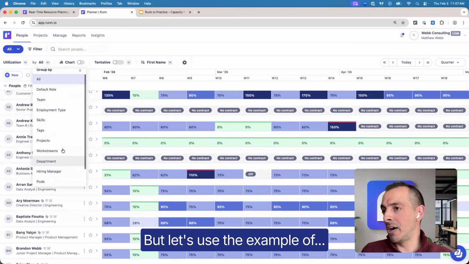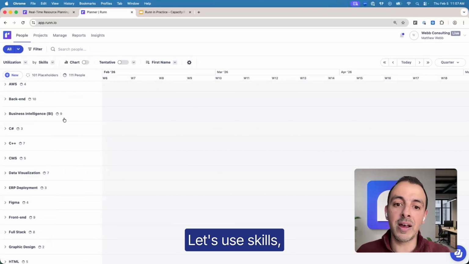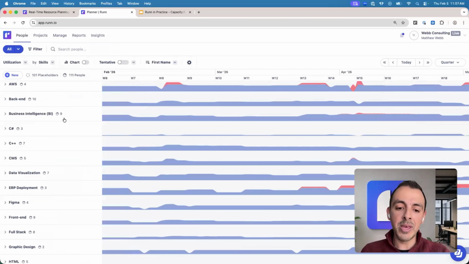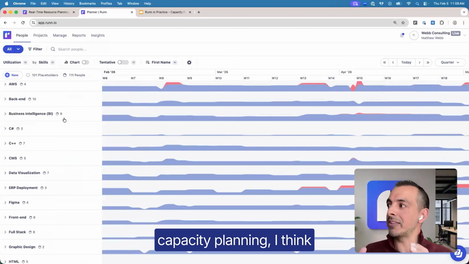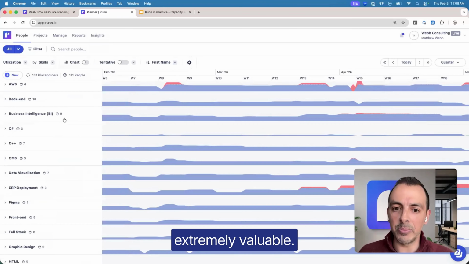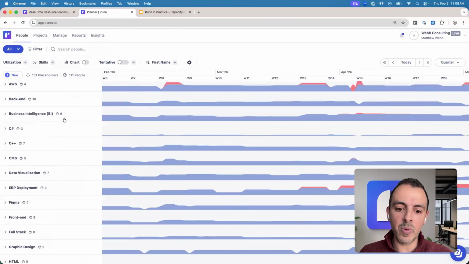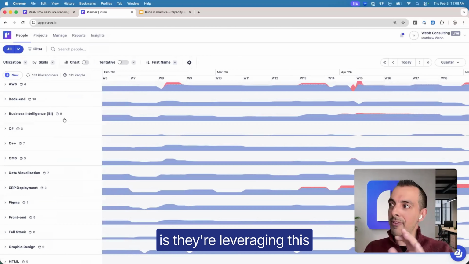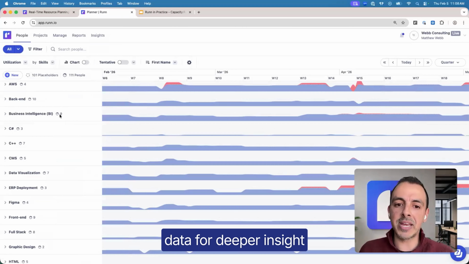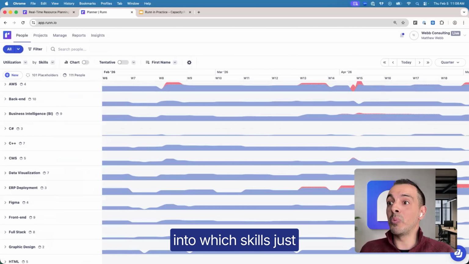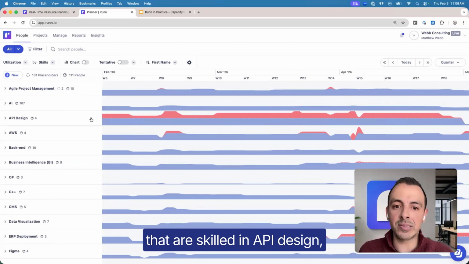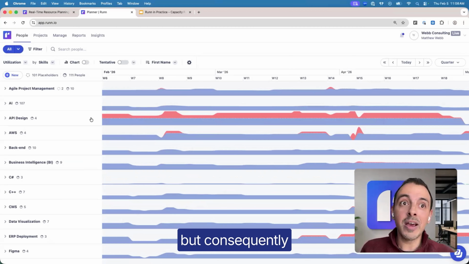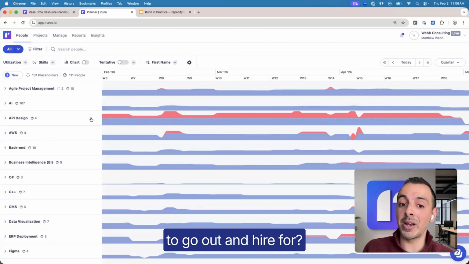But let's use the example of skills, because I think skills is an interesting one. If you're thinking about using skills today, or if you are already using skills for planning, and we're talking about capacity planning, I think this information becomes extremely valuable. Our clients are leveraging this data for deeper insight into which skills have the highest demand, right? So we can see our resources that are skilled in API design, but consequently understand which skills do I need to go out and hire for?